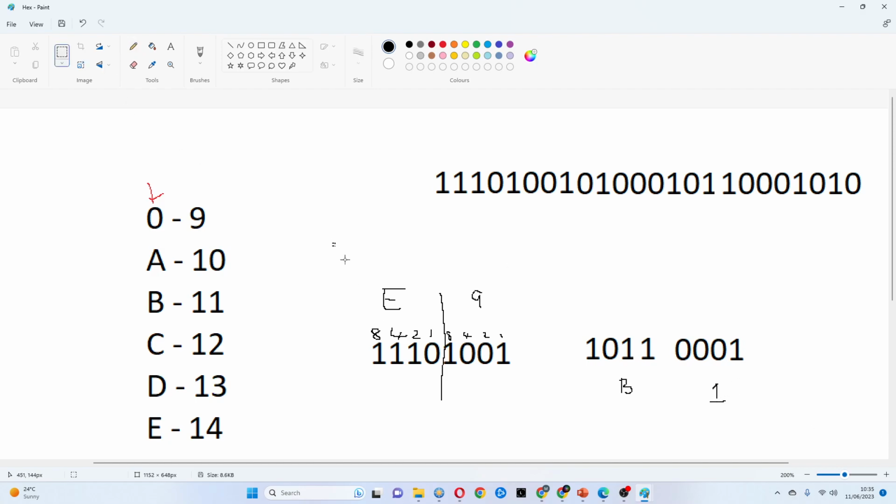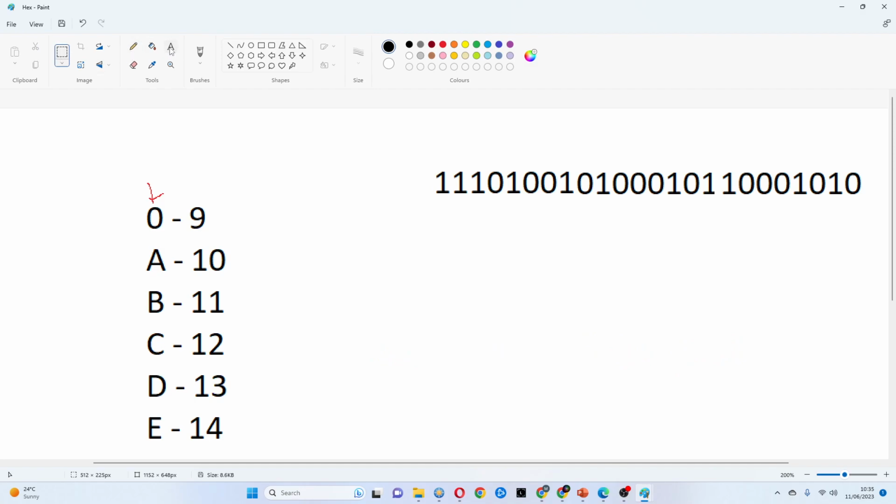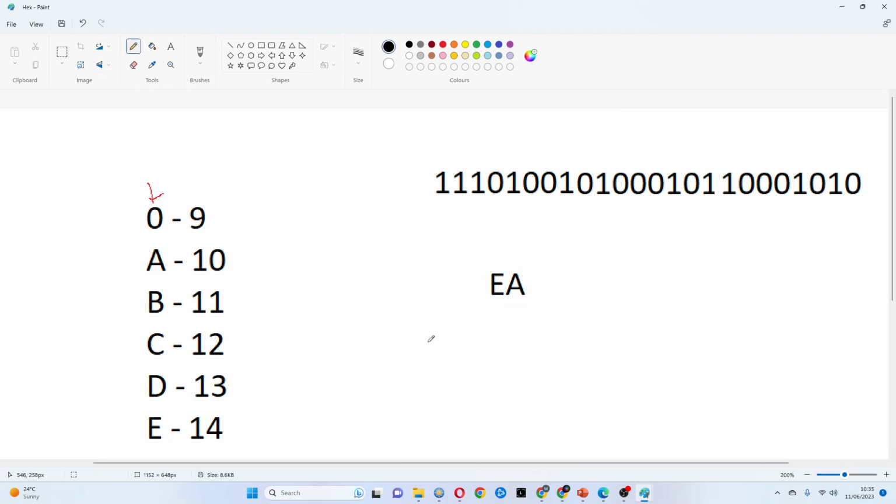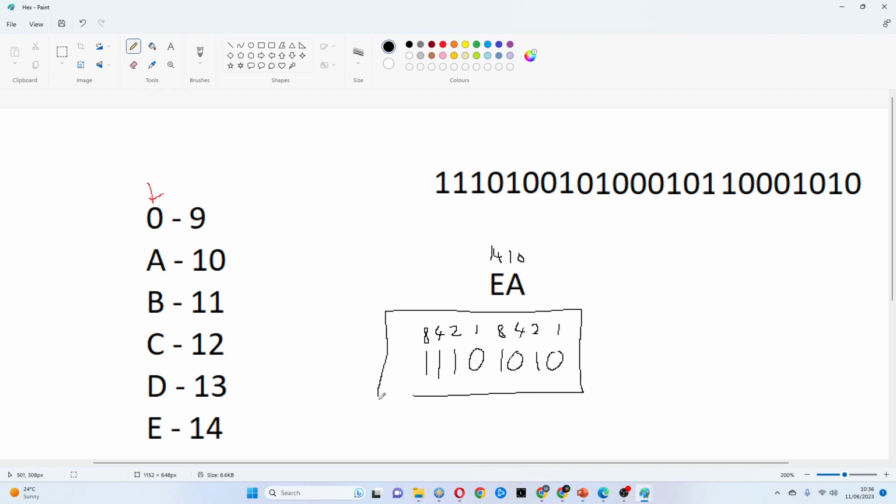Now, if they do the opposite, if they give you some letters and ask you to turn it into binary, so let's say they give you EA, then you just do them separately again. So E is 14. So we write 14 out in binary. So 8, 4, and 2 makes 14. So that's E. And A, 10, is 1, 0, 1, 0. If you don't know what I'm saying, then I'll put the digits up, but I can do it from memory, and you should start to get to the point where you can. So 2 plus 8 is 10, plus 4 is 14, and E is 14. A is 10, 8 and 2 is 10. So that would be the binary for the hexadecimal.